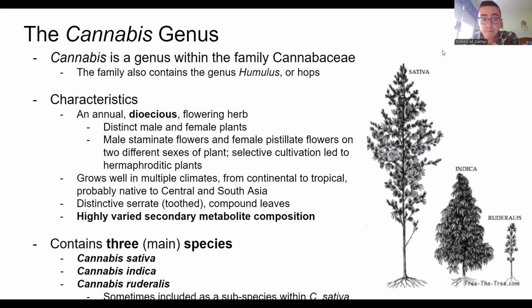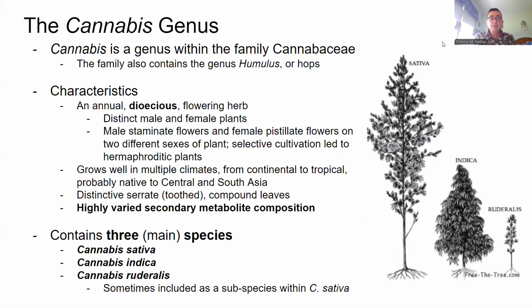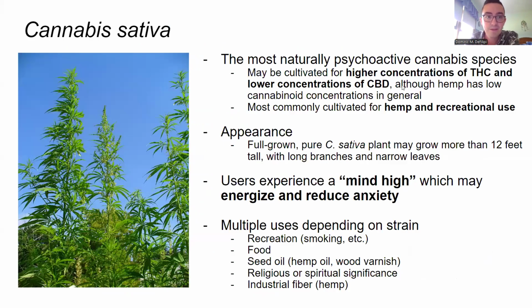So we have three main species of cannabis: cannabis sativa, cannabis indica, both of which you've probably heard of before, and then cannabis ruderalis. Now, sometimes cannabis ruderalis is included as a subspecies of cannabis sativa, but I don't necessarily agree with that classification, so we're going to talk about that later. But as you can see, there's sativa, the very big one, the middle one is indica, and then ruderalis is the last one on the picture on your right.